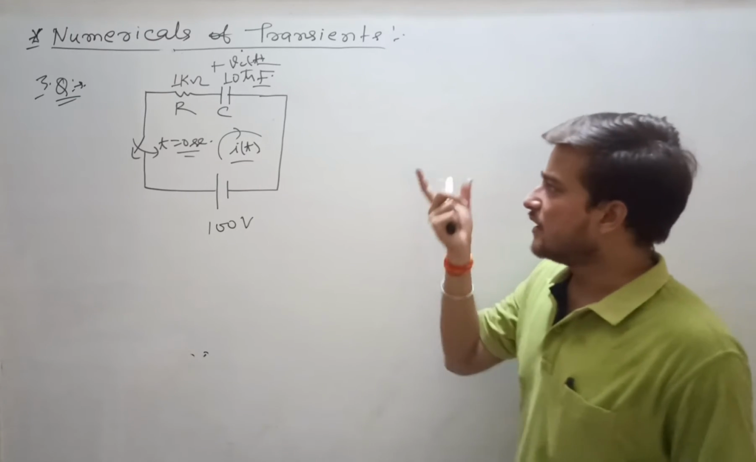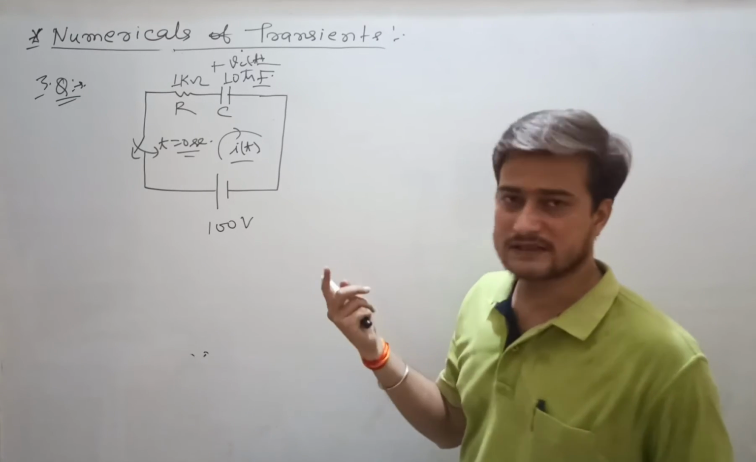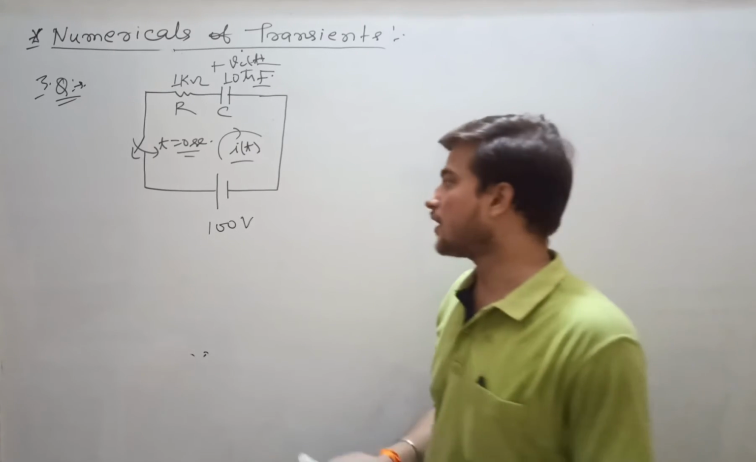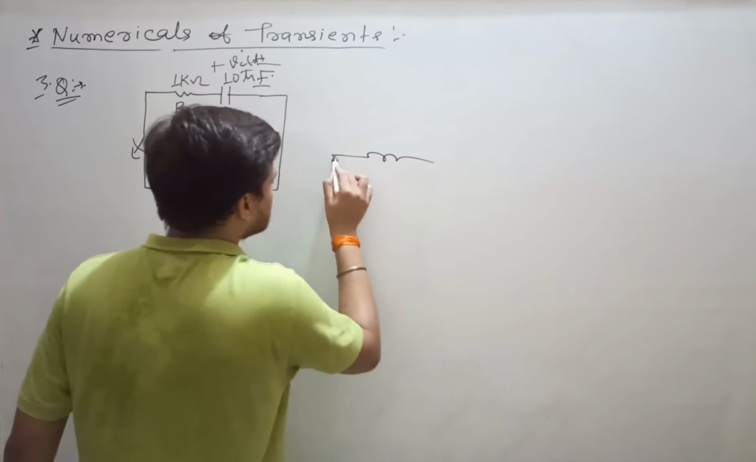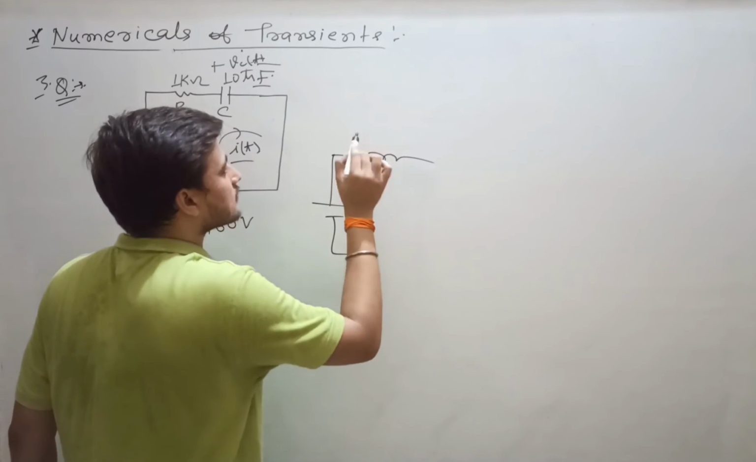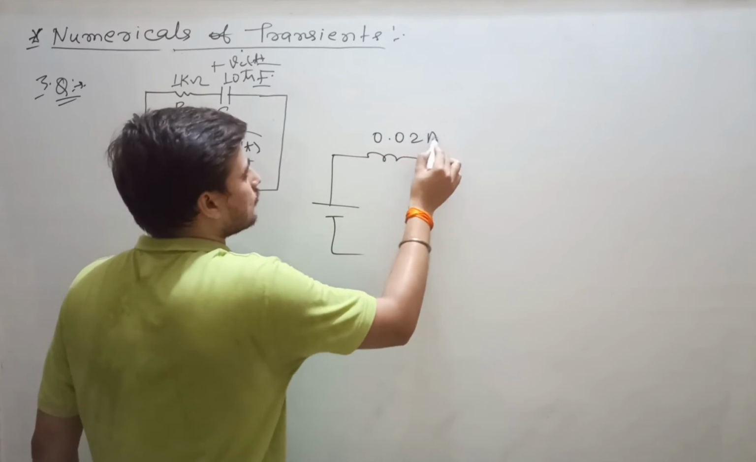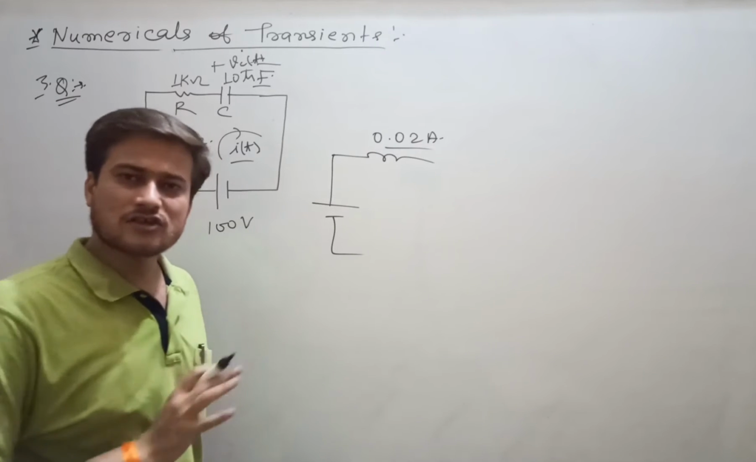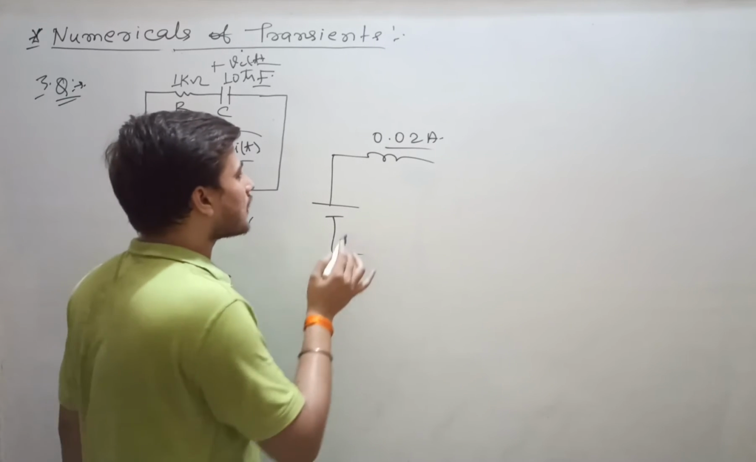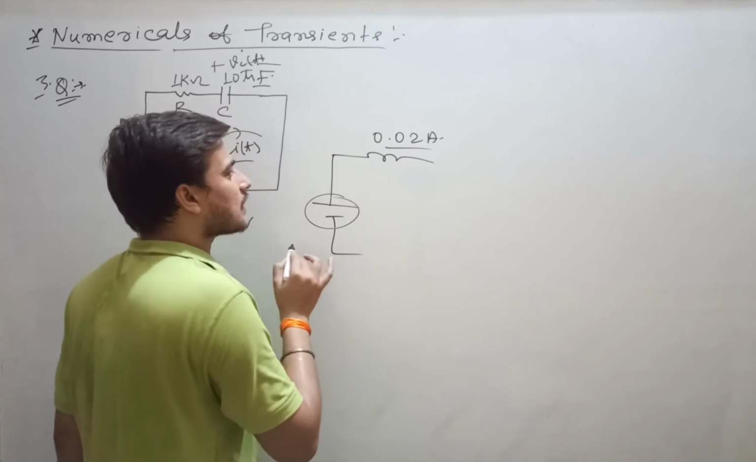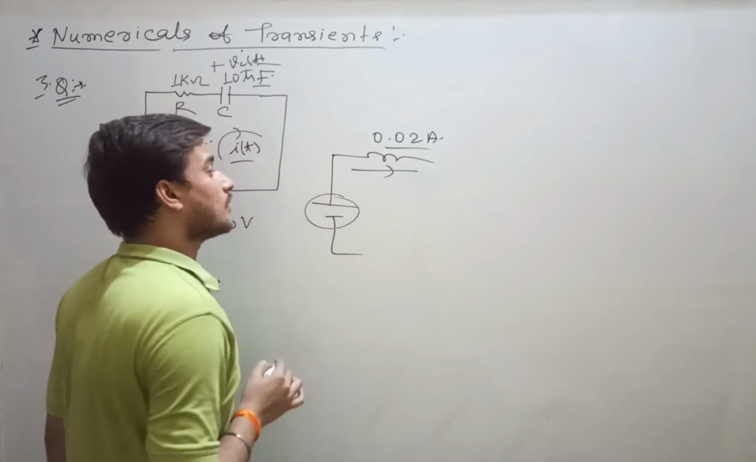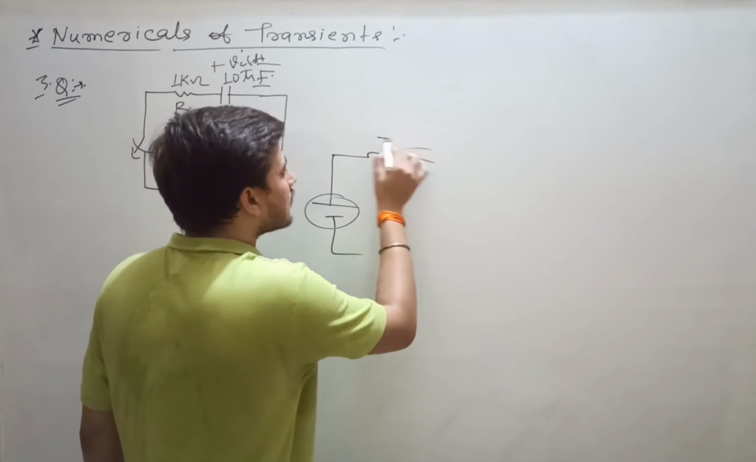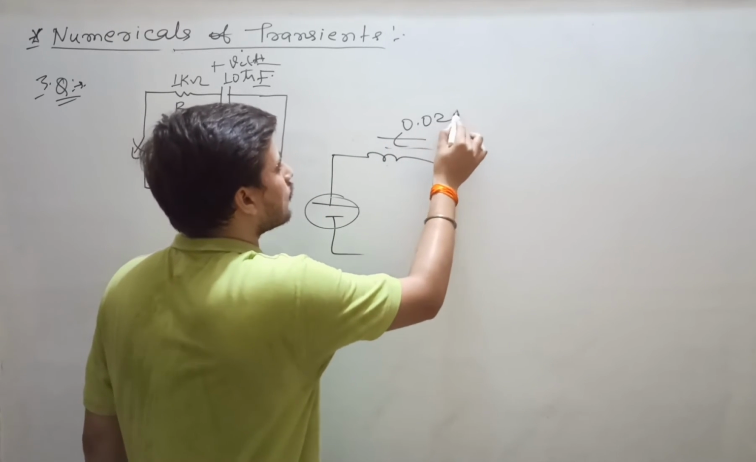Suppose in the circuit they are giving you some initial conditions. In the previous circuit they had given some initial condition of current. This was the circuit. They were saying that there was an initial current of 0.02 ampere. Clear? If they have not mentioned the direction of current, then you can assume that if this voltage is connected like this, the current will be like this. But it may be possible that in the question they have already given that the direction of current is 0.02 ampere like this.